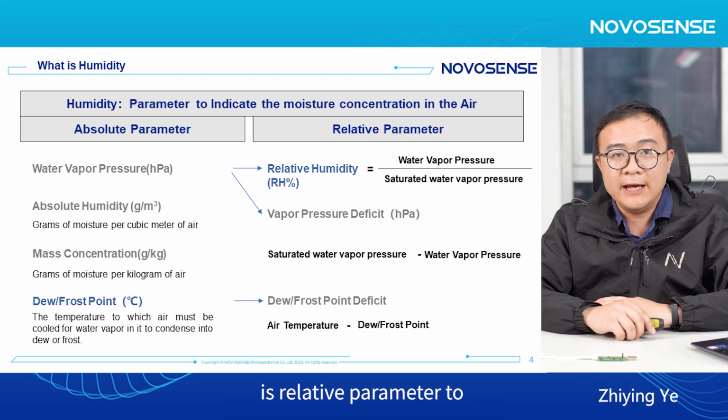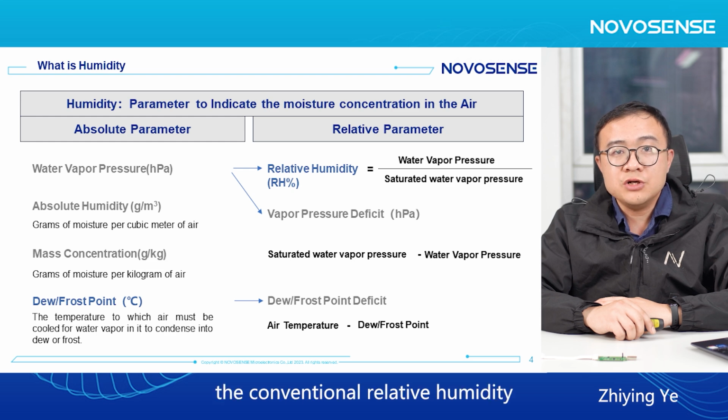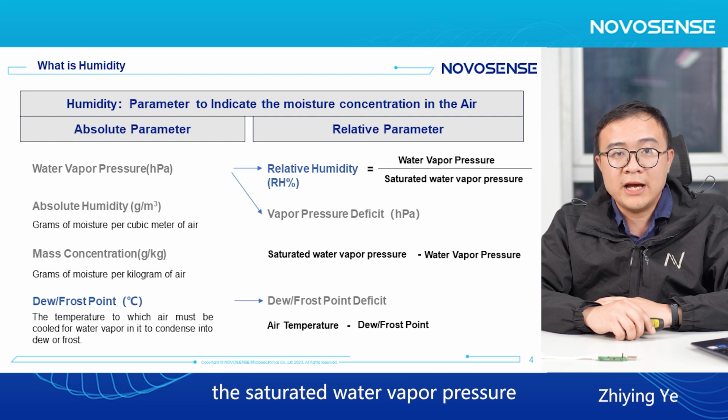Relative humidity is relative to the absolute maximum amount of water vapor that the air can absorb at the moment. By the parameter of the maximum amount of water, relative humidity can be described as the conventional relative humidity, which means the proportion of vapor pressure of water. With the saturated water vapor pressure, the relative humidity can also be described as a difference between water vapor pressure and the saturated vapor pressure, or the difference in dew point temperature.